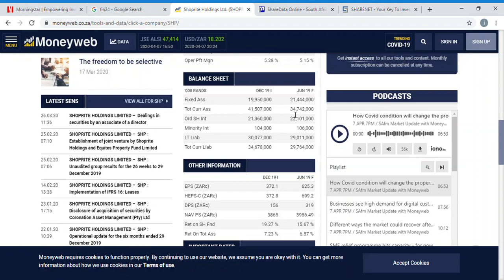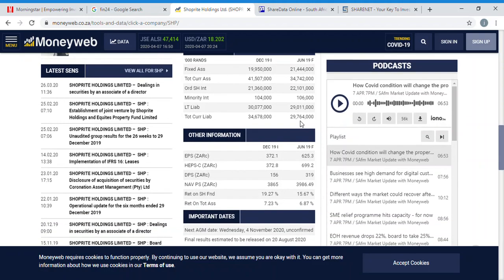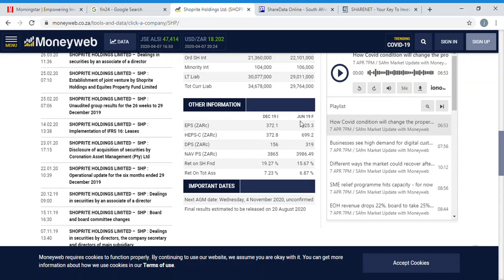If you subtract from that total assets your total liabilities, long-term liabilities and current liabilities, then you get back to your shareholders' equity, which is reflected as ordinary shareholders' interest on this other side. So other information, the last part, they show you the payout ratio. You can see that ShopRite paid 3 rand 19 cent in dividends, and it generated headline earnings per share.